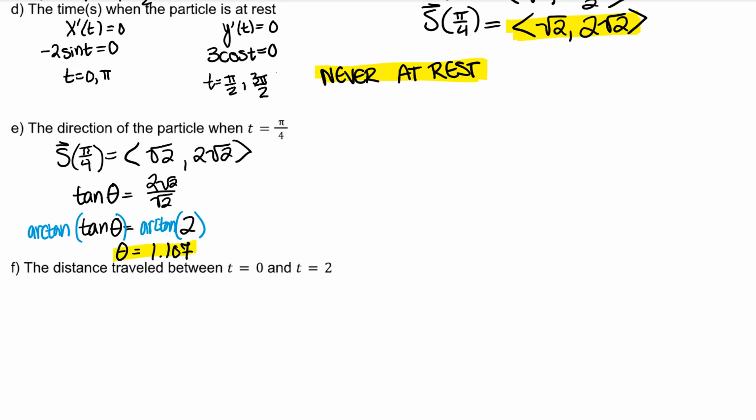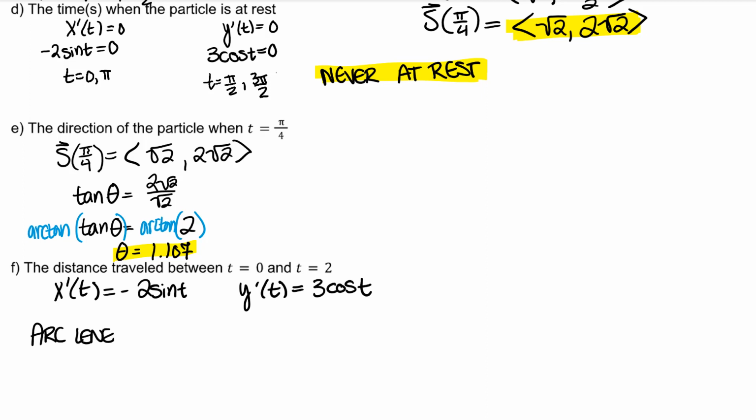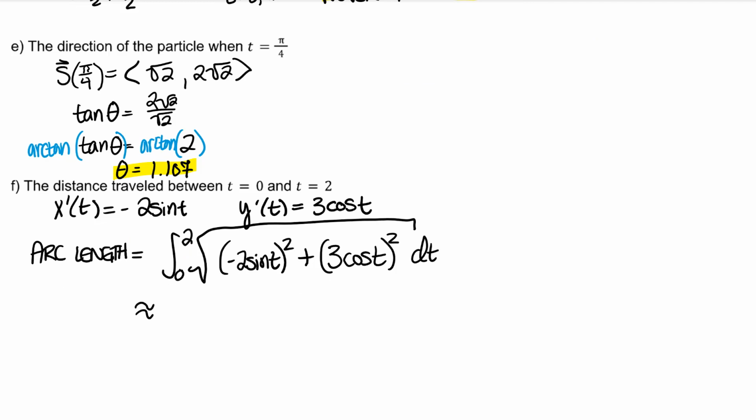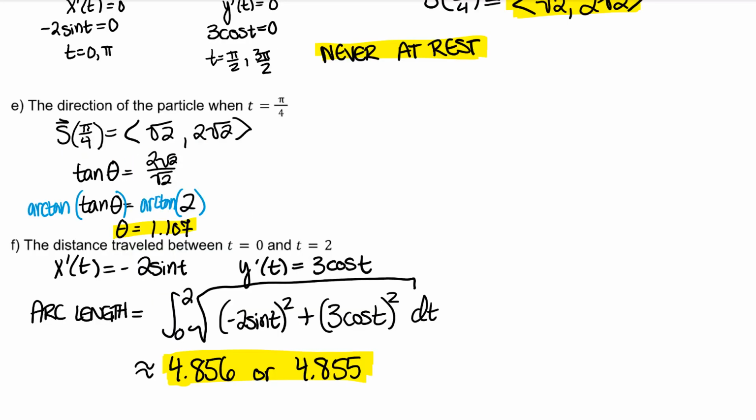The distance traveled from 0 to 2 would be the arc length from 0 to 2. So the total distance traveled would be 4.856 or 4.855 truncated. And that is vector calculus.